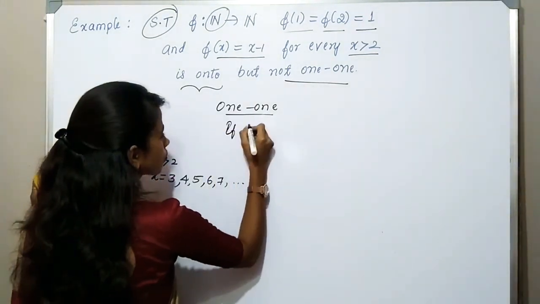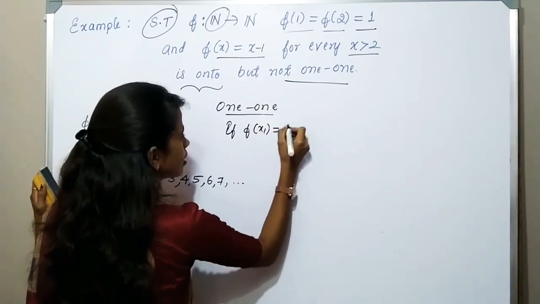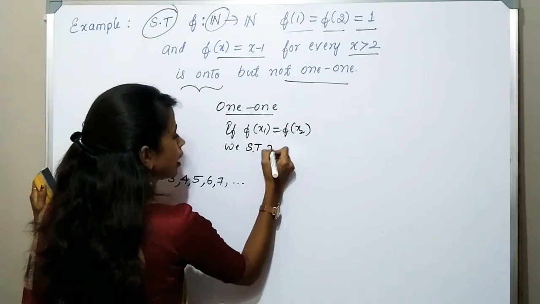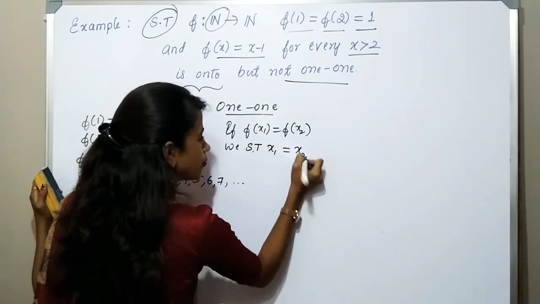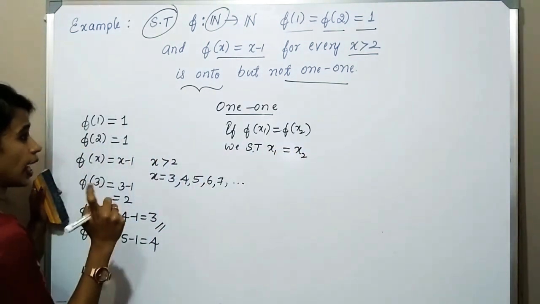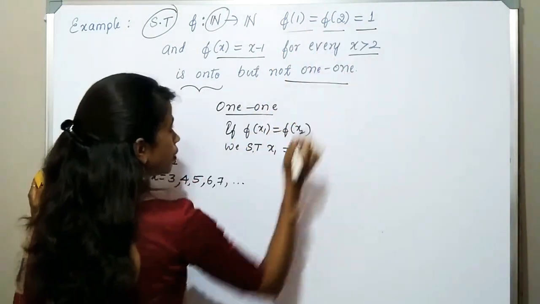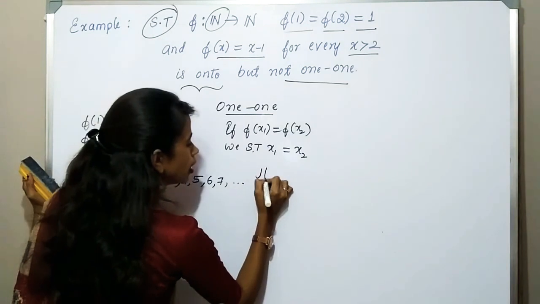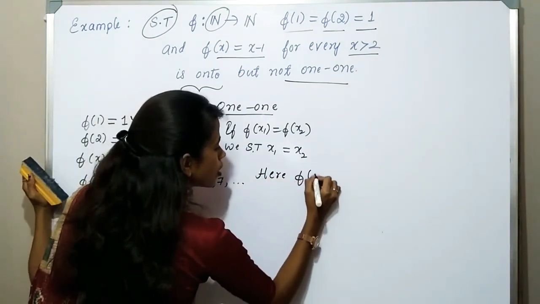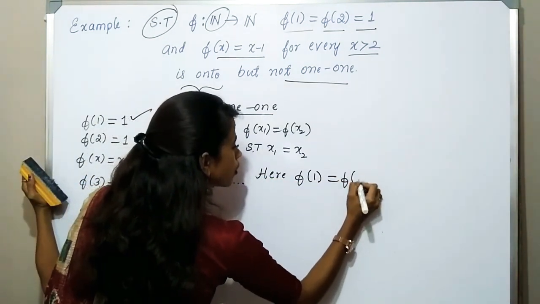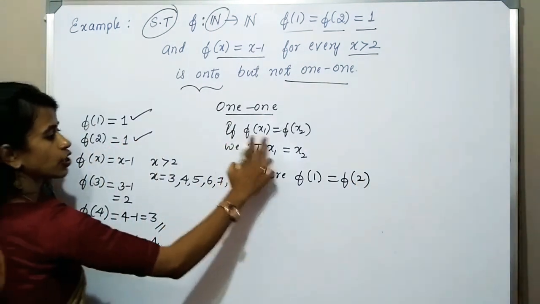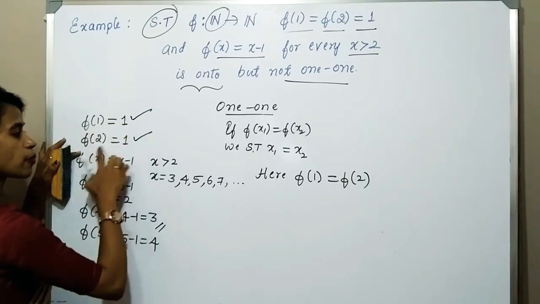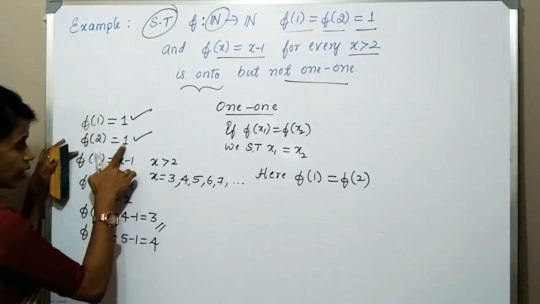So if f of x1 is equal to f of x2, what do we have to show? We show that x1 is equal to x2. Is it okay? So for that, I am taking f of 1 and f of 2. Here both are equal to 1. So f of 1 is equal to f of 2, so the image of 1 is equal to the image of 2. Why? Because both map to the element 1.